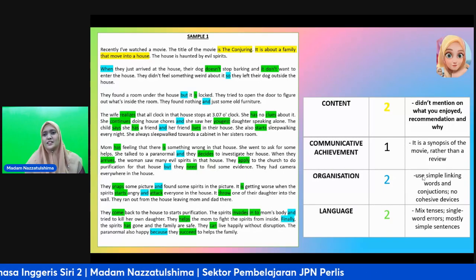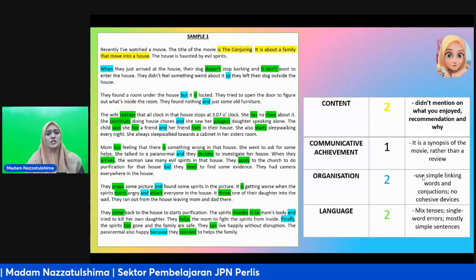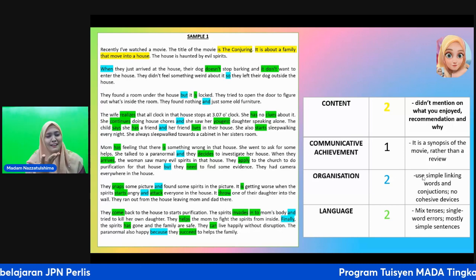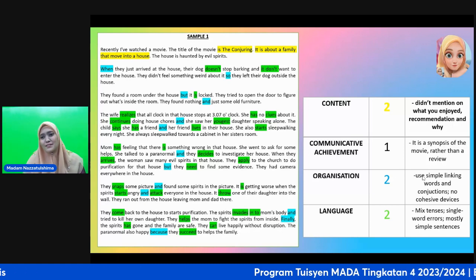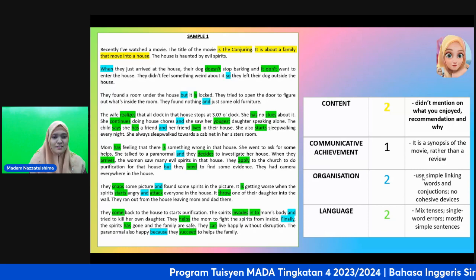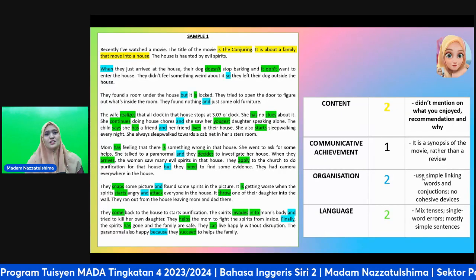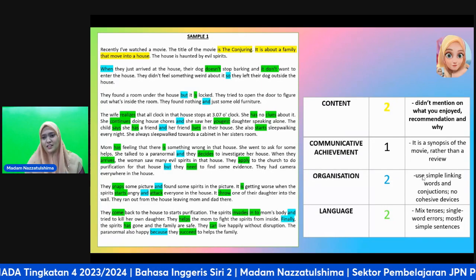content, because it didn't mention what you enjoyed. Ada tak dia cerita? Apa benda yang dia suka dalam cerita ni? Tak ada kan? Okay. Next one, recommendation. Ada tak? Last paragraph. Tak ada. Still about the story. The synopsis again. So that's why you get low marks for content.